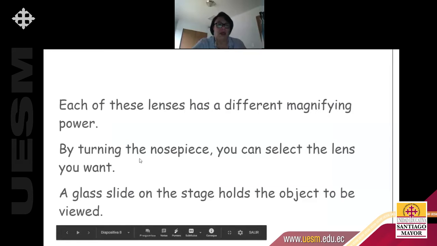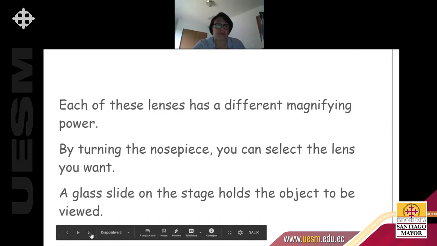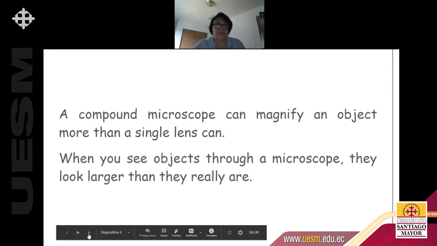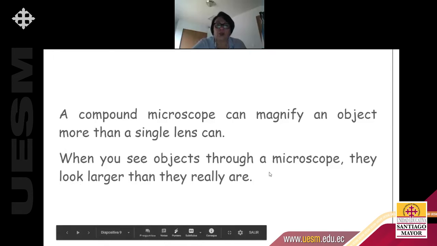Okay, so this I already told you. So each of the lenses has a different magnifying power, and by turning the nosepiece you can select the lens you want, and then you have the glass slide on the stage that holds the object to be viewed. Okay, so this is magnification. It is the ability to see objects through a microscope and they look larger than they really are. Okay, they look larger, they are not larger, they only look larger. And this is what magnification is called.